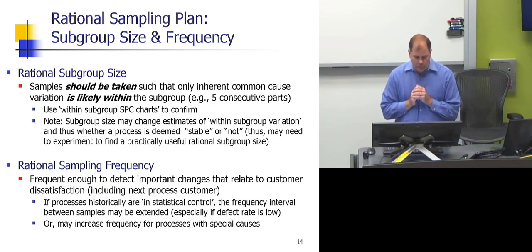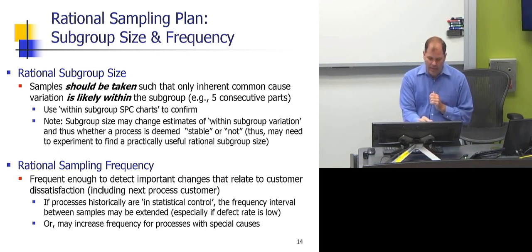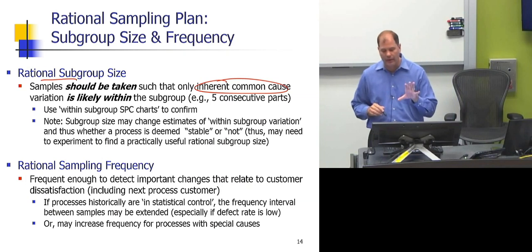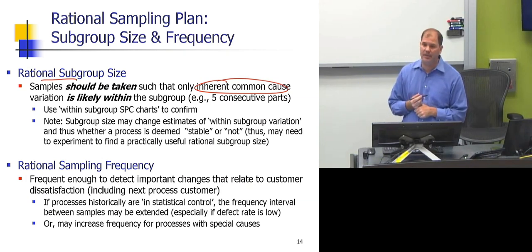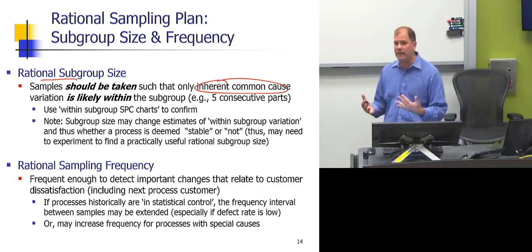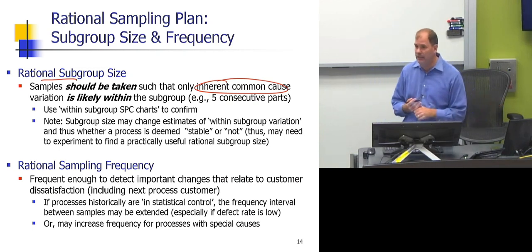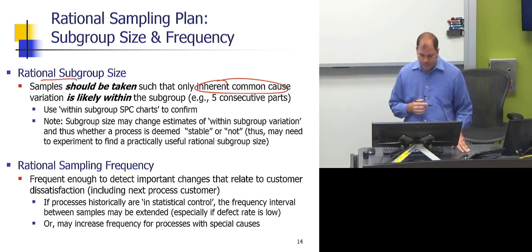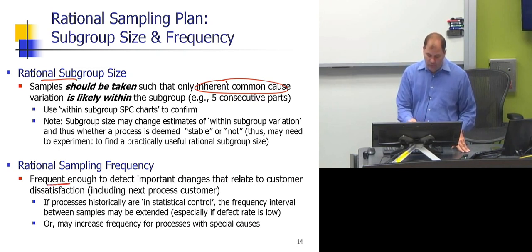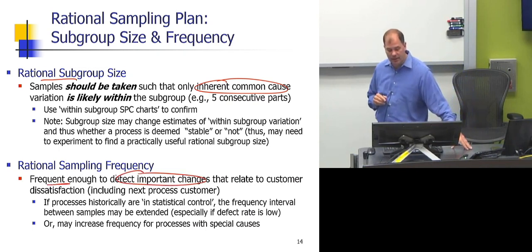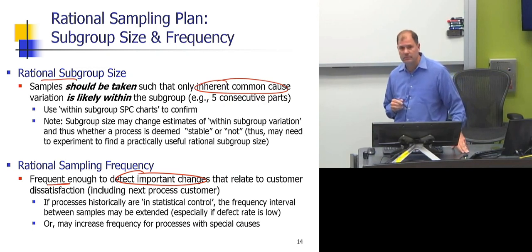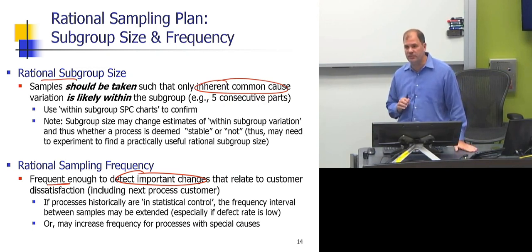All right, I'll let you read through this, but the idea is not that complicated. The idea of a rational subgroup size is you want only the inherent common cause to happen inside the subgroup. The reason I measure 3, 4, 5 is I'm expecting only inherent variability to be there. The idea of a rational frequency is I want to be frequent enough to detect important changes. But I don't want to be too frequent that I spend unnecessary money. This is the challenge.